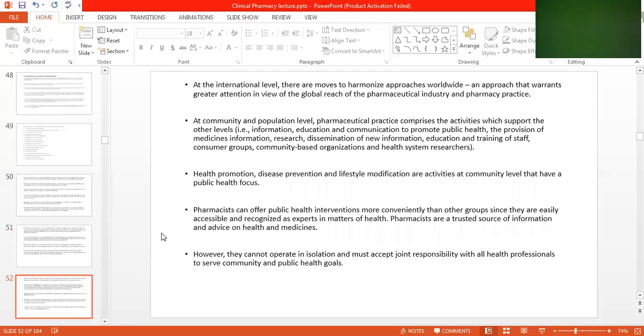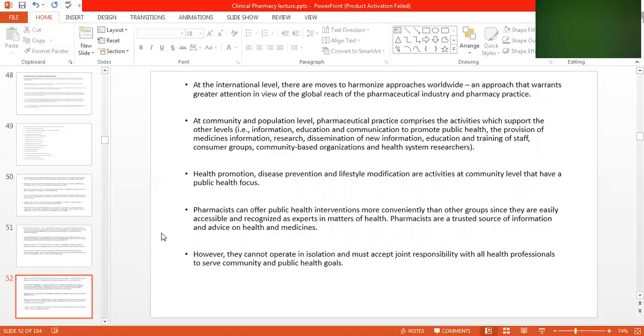At the international level, there are moves to harmonize approaches worldwide. Means we want to create a similarity at the international level around the world, and this warrants greater attention in view of the global reach of the pharmaceutical industry and pharmacy practice. It means we must apply the pharmaceutical industry and pharmaceutical practice all over the world.